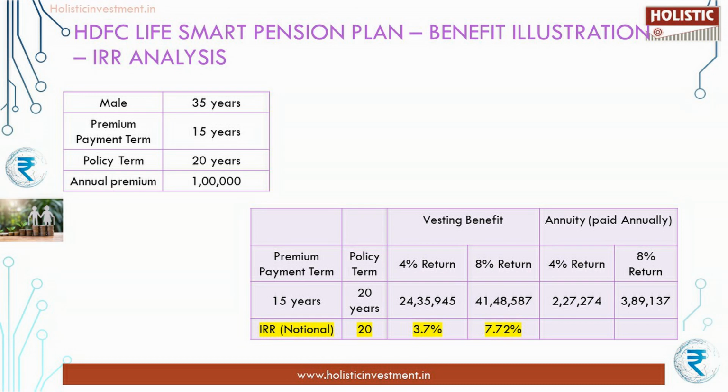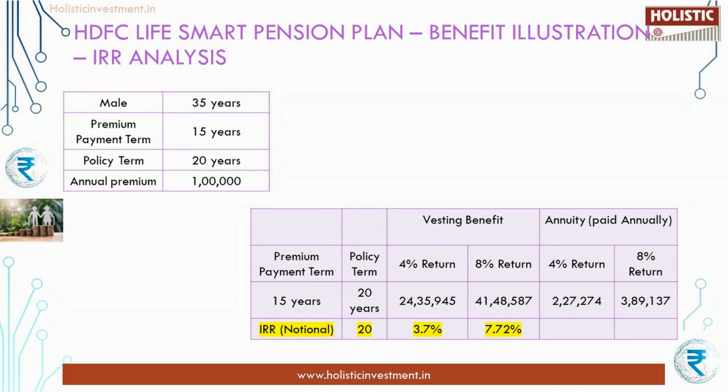The vesting benefit, that is at the end of 20 years, the amount can be utilized wholly to purchase an immediate annuity or deferred annuity, or to commute up to 60% and utilize the balance amount to purchase an immediate or deferred annuity. The illustration shows 2 different rates of assumed future investment return, 8% per annum and 4% per annum. These assumed rates of return are not guaranteed, and they are not upper and lower limits of what you might get back.